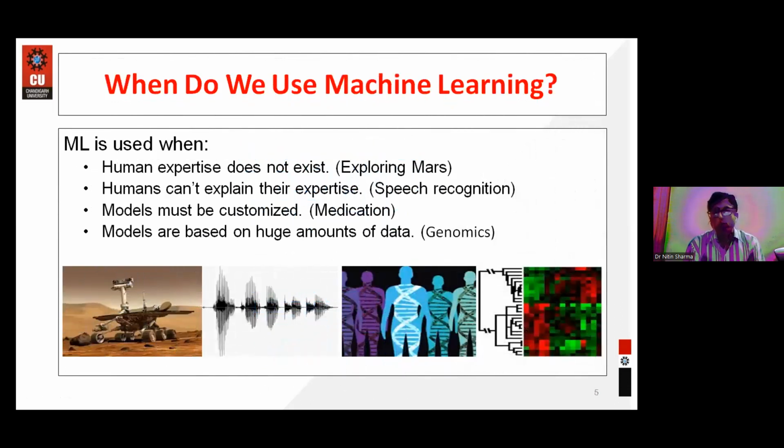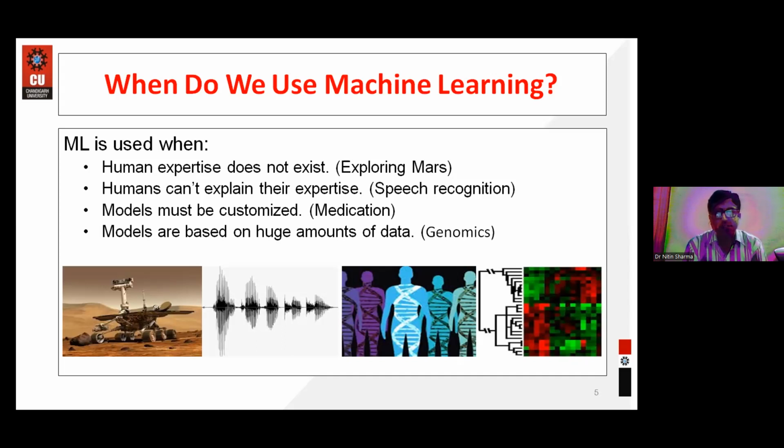So when do we do machine learning? The most important point is when we need to go for machine learning. Machine learning is used, number one, when human expertise does not exist. When we don't have expertise in an area and we want to explore, we use machine learning. An example is exploring Mars. You know very well that in the past a lot of programs were done by ISRO for exploring Mars. Then we use machine learning when humans cannot explain their expertise, like in speech recognition. The model must be customized. In medication, that's your field.